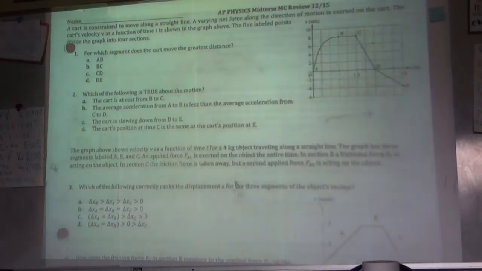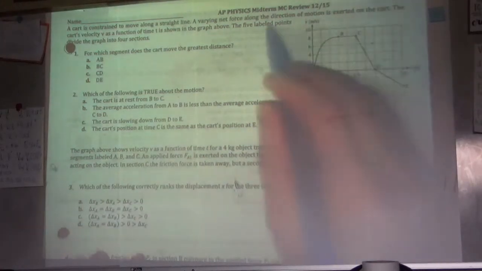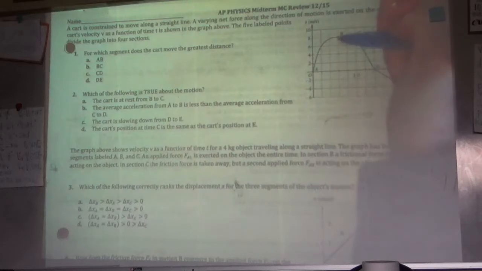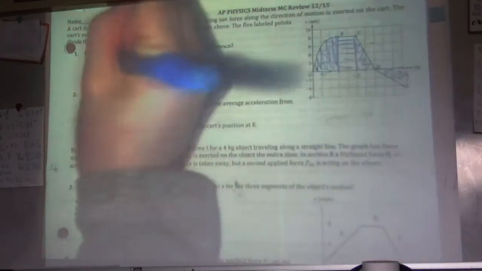Okay, so for number one, we're looking for which segment the car moves the greatest distance. Because we have a velocity versus time graph, that's going to be our area under the curve. So if you break it down between each of these sections and look at the area down to the x-axis, these are all positive, this one is negative, and the greatest area would be this chunk right here from A to B.